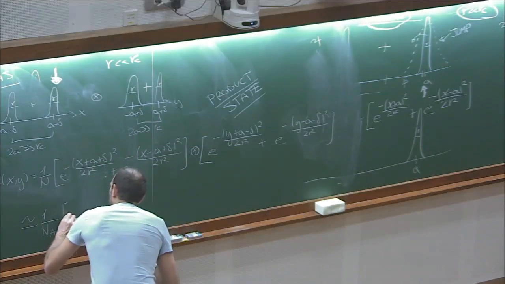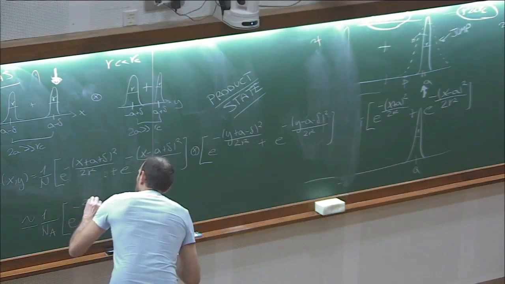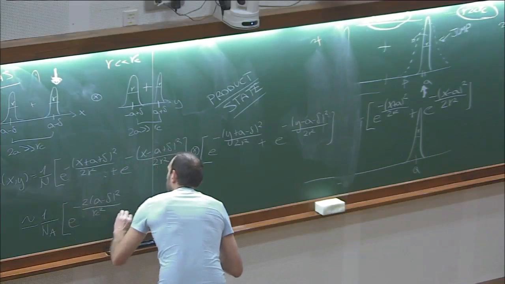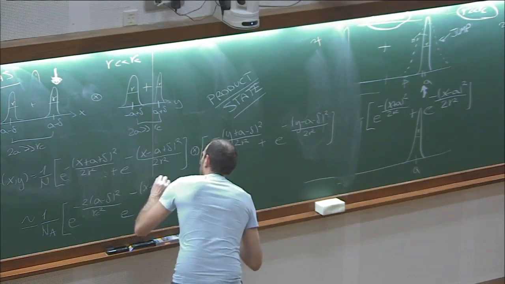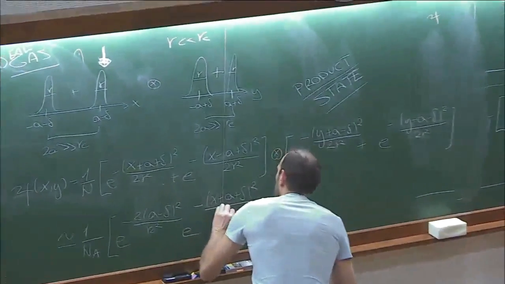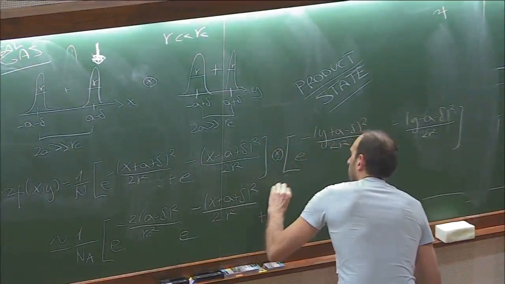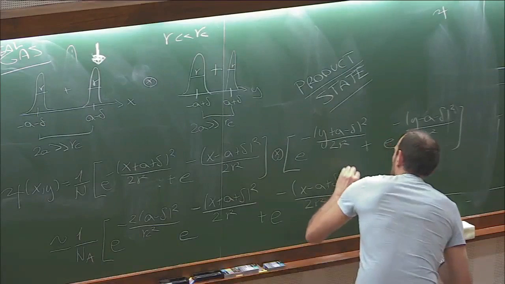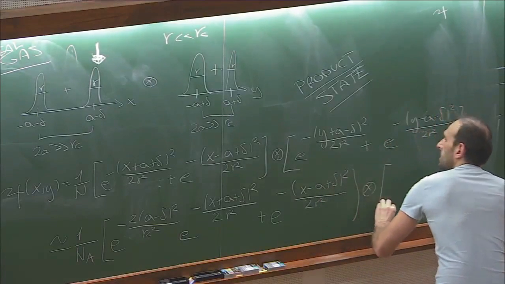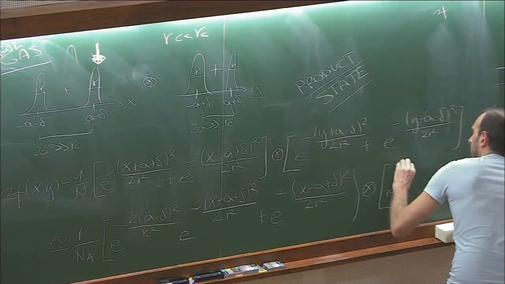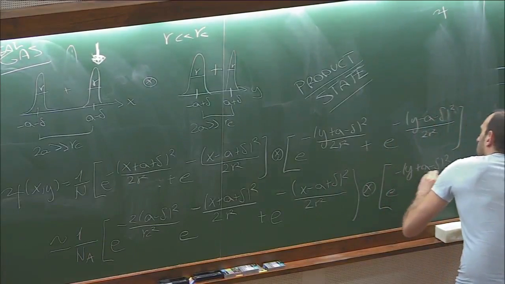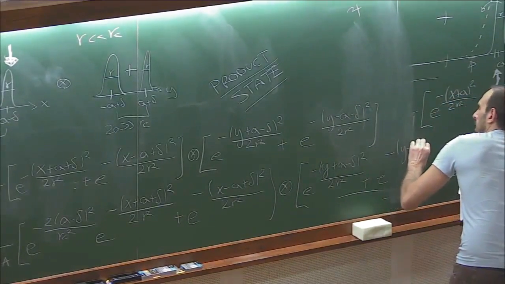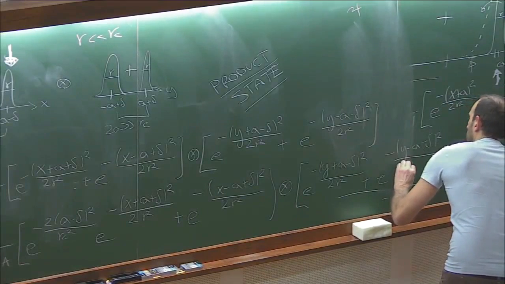What is it? E to the minus (A minus delta) squared over 2R squared, times E to the minus (x plus A plus delta) squared over 2R squared plus E to the minus (x minus A plus delta) squared over 2R squared, cross E to the minus (y plus A minus delta) squared over 2R squared plus E to the minus (y minus A minus delta) squared over 2R squared.